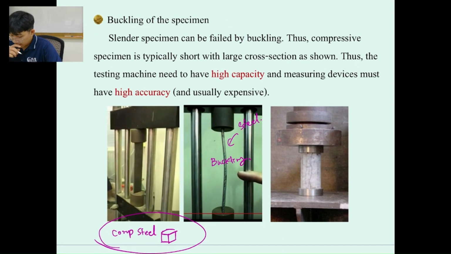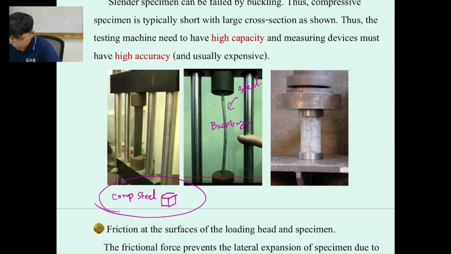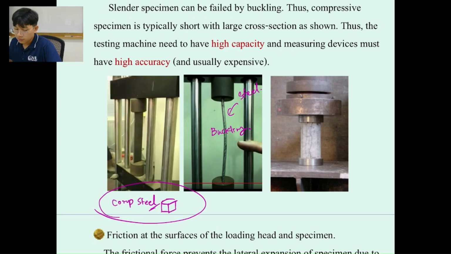And then, if you would like to get the exact material behavior of the steel, it's really expensive. So that's why it's not really that famous to test for compression strength of the steel.